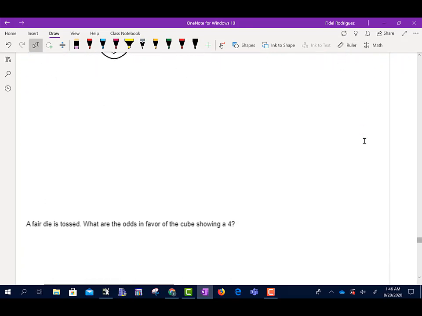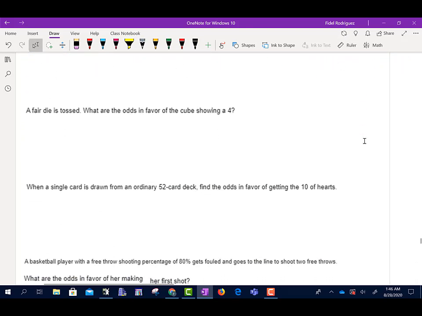Alrighty, let me move down a little bit. Okay. So it says a fair die is tossed. So remember what a fair die looks like: 1, 2, 3, 4, 5, 6. What are the odds in favor of a cube showing a 4? How many are 4s? One of them. How many are not? The other 5.